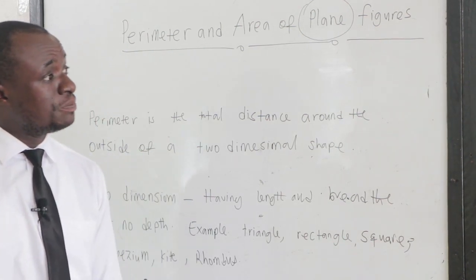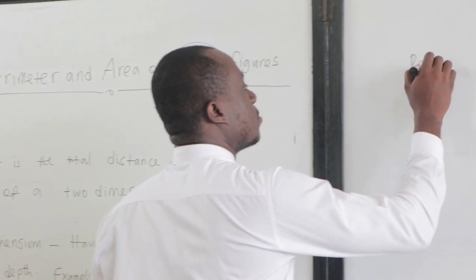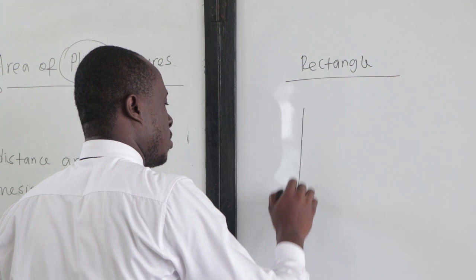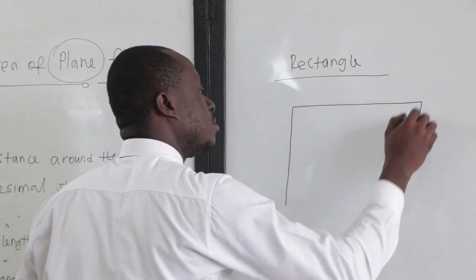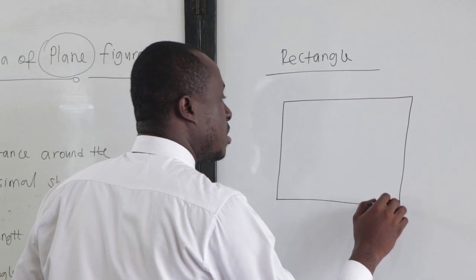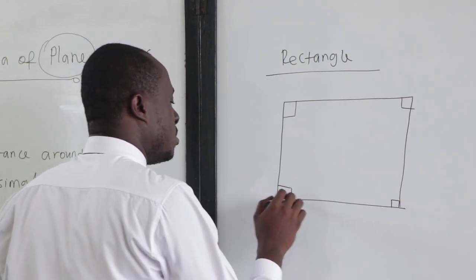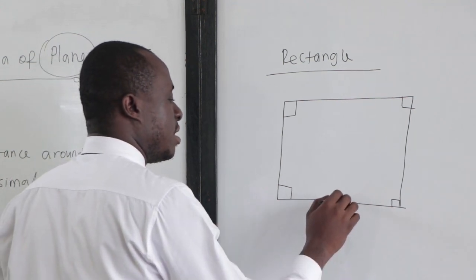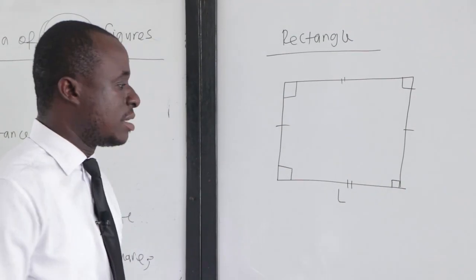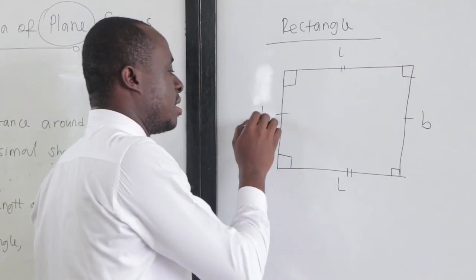Now, the first one we want to consider is a rectangle. You have to sketch a rectangle. Don't forget, the corners are 90 degrees. This is the length, and this side is the same as that side. This side is the same as that side. So this is L, this is the breadth. This is L, and then this is the breadth.